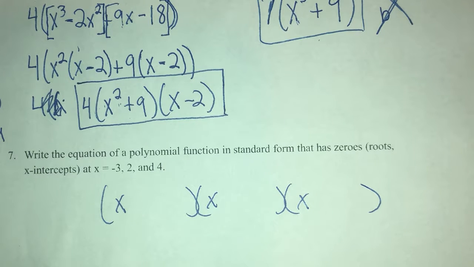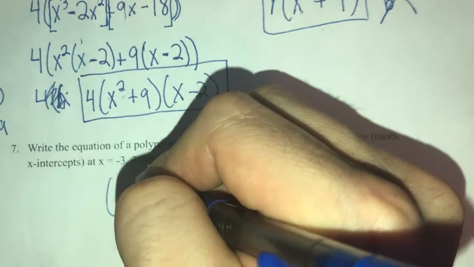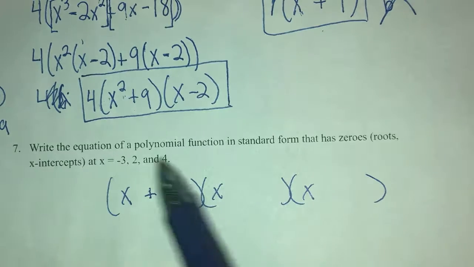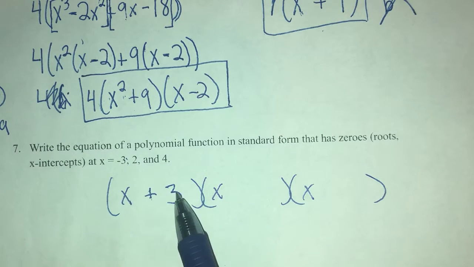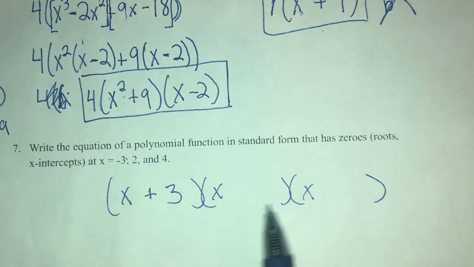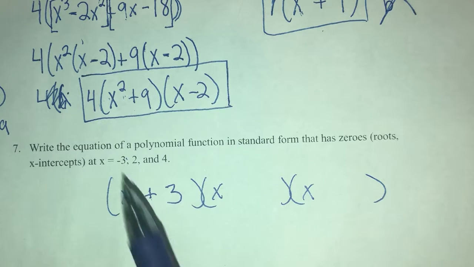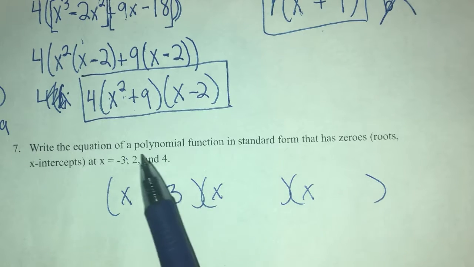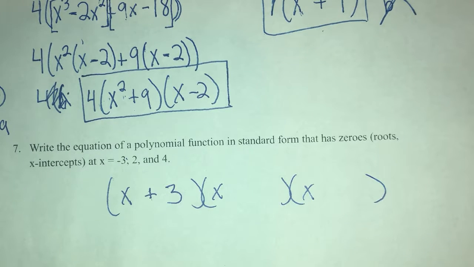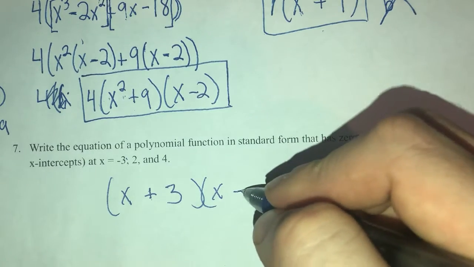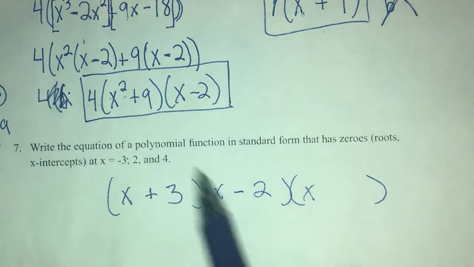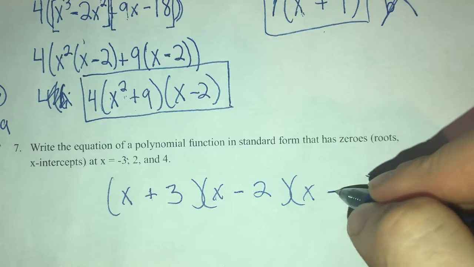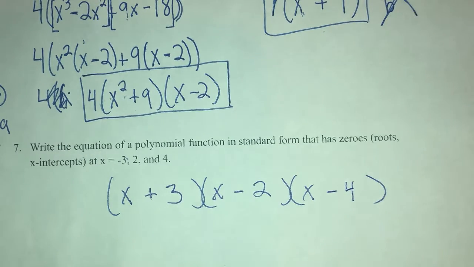So I'm looking for x plus or minus something, and when I plug in -3, I get 0, okay? And that would be x plus 3, right? Because -3 plus 3 is 0. What about this? What expression, when I plug in 2 for x, gives me 0? That would be x minus 2, right? Because 2 minus 2 is 0. Okay, and lastly, I'd have x minus 4.